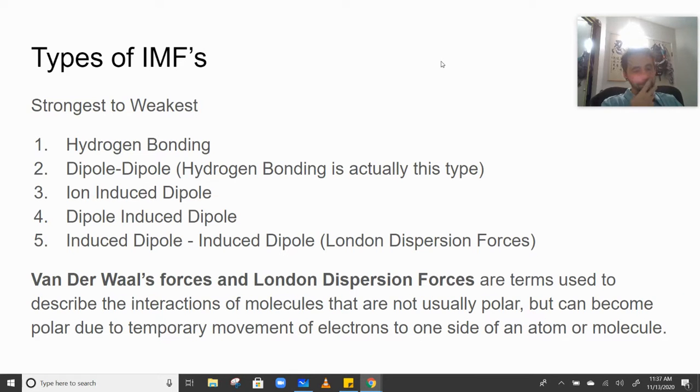You missed the first part, but hopefully this will still help, because what I talked about was just the basis of everything anyway. So, okay, let's talk about each type of IMF, or intermolecular force, here.